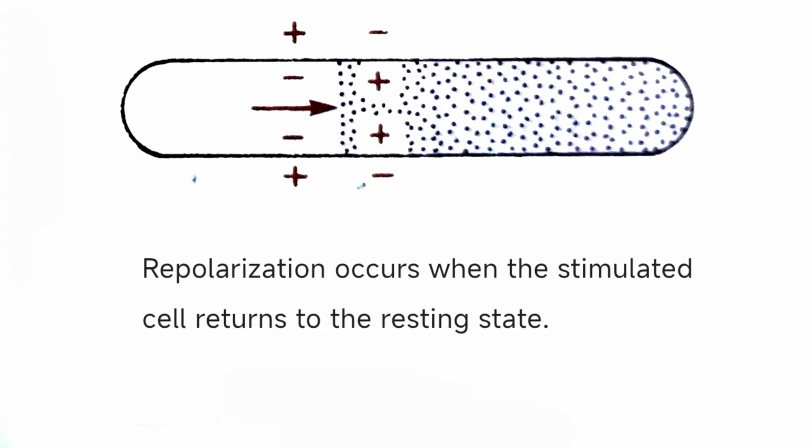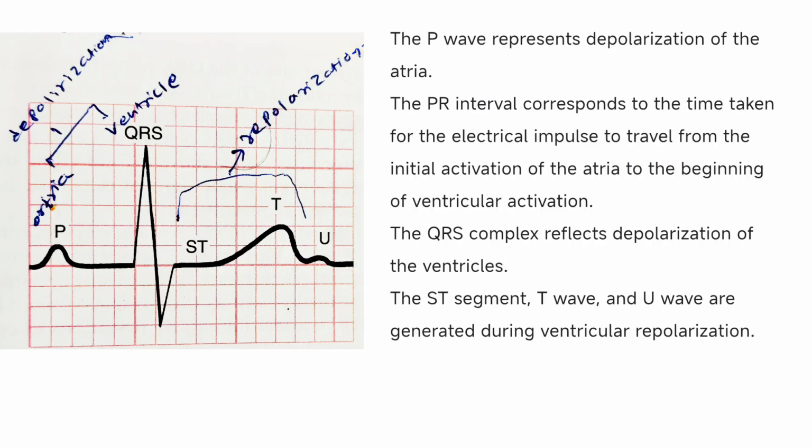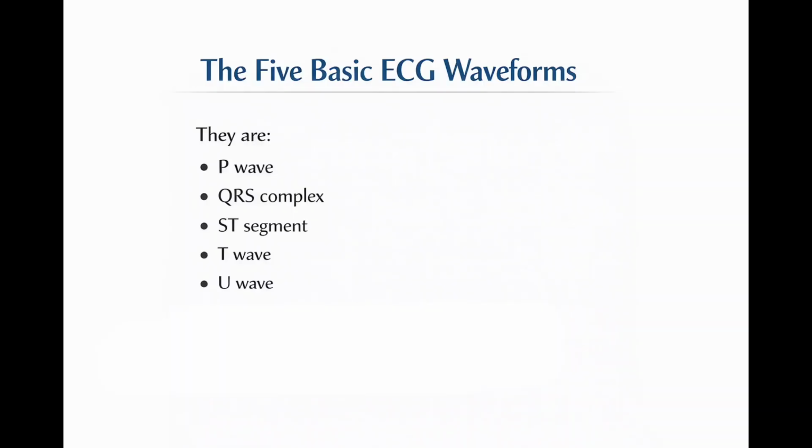Now let us connect this electrical activity to the ECG. On the ECG, atrial depolarization appears as the P wave. Ventricular depolarization appears as the QRS complex. Ventricular repolarization appears as the ST segment, the T wave, and sometimes the U wave. Atrial repolarization is usually not visible. It is small and hidden within the QRS complex. There are 5 basic ECG waveforms. They are the P wave, the QRS complex, the ST segment, the T wave, and the U wave.